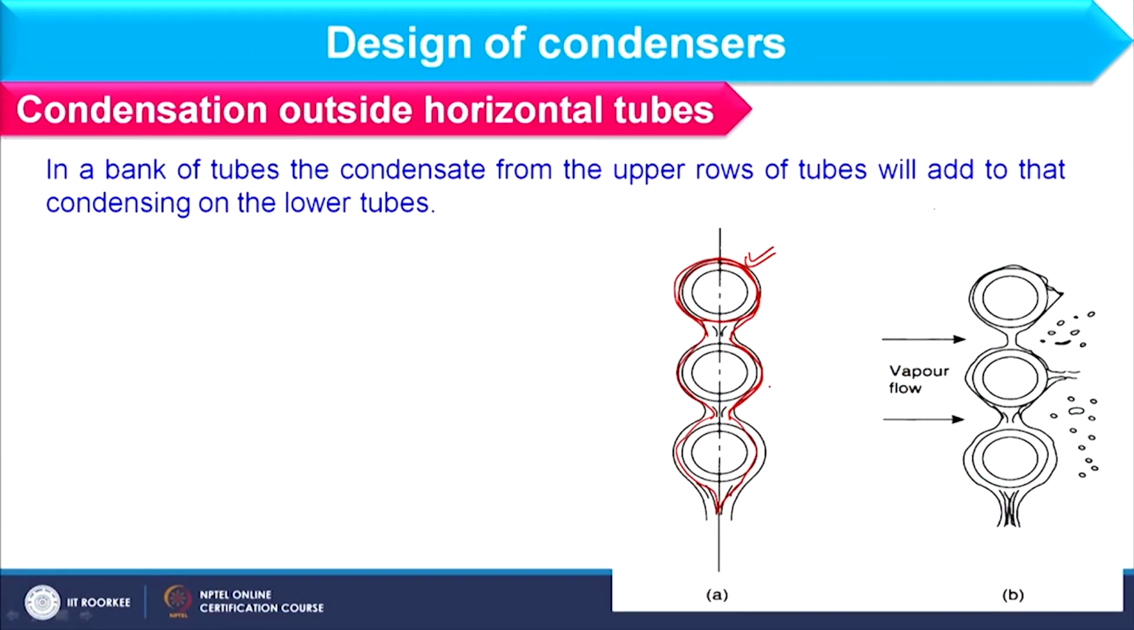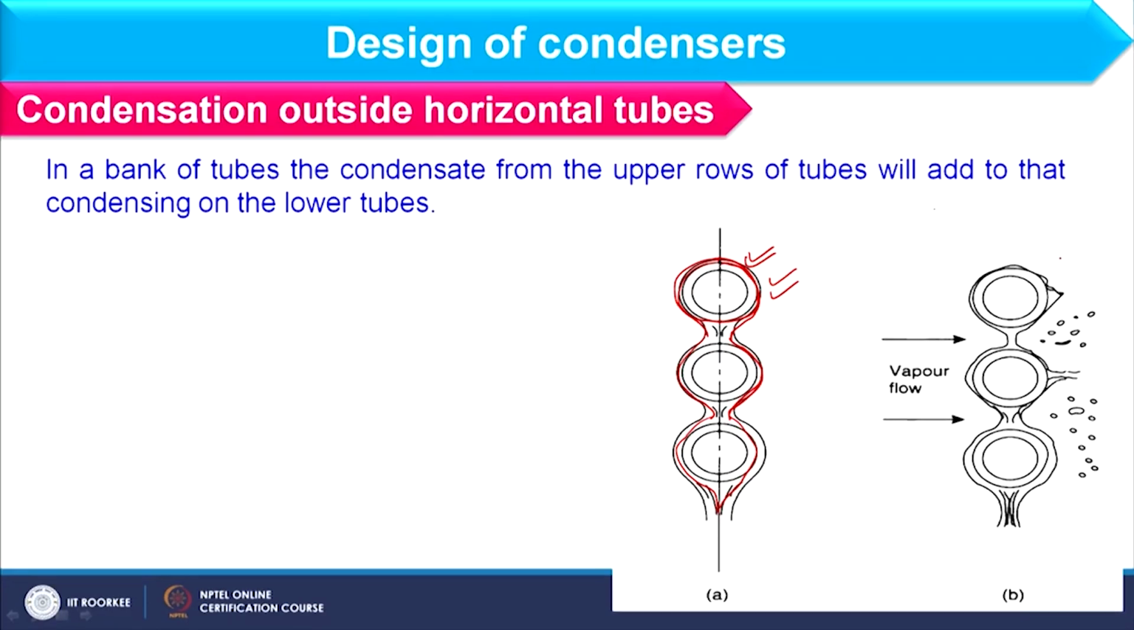Therefore, we can understand that if we move downward in the bundle, the heat transfer coefficient of condensation will keep on decreasing, as I have a thicker and thicker film, which gives more and more resistance. So, whatever heat transfer coefficient we have considered over a single tube will not be applicable unless I consider a correction factor. This is based on smooth movement of the film.